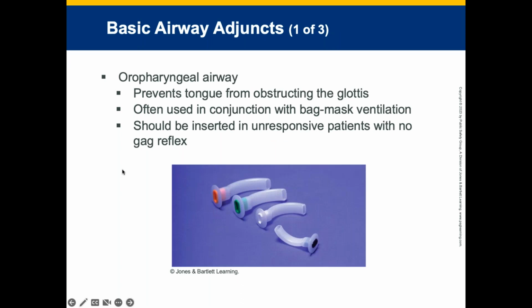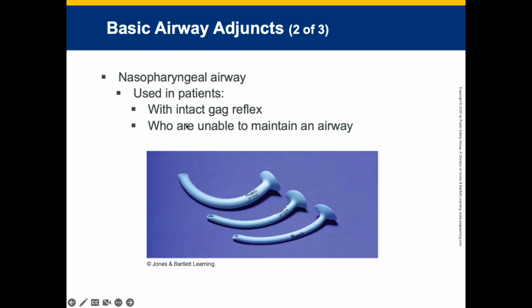These are oropharyngeal airways. They are not to be placed in a patient who has a gag reflex. Measured from the corner of the mouth to the corner of the jaw, inserted so this end hits the soft palate, spun 180, and then goes into the airway. This is a nasopharyngeal airway. Can be used for the patient who has a gag reflex.